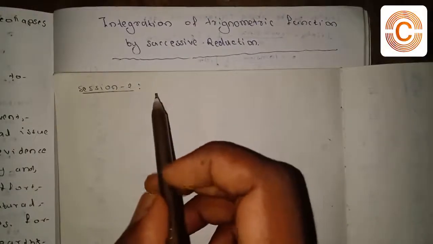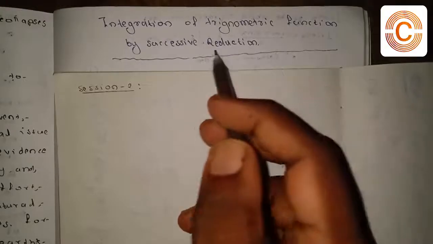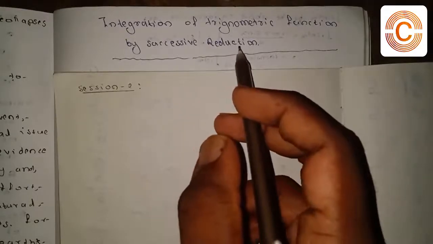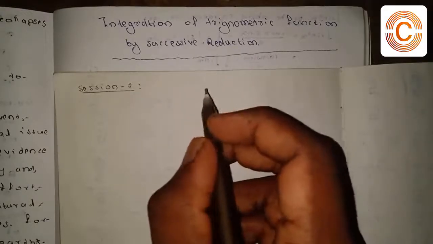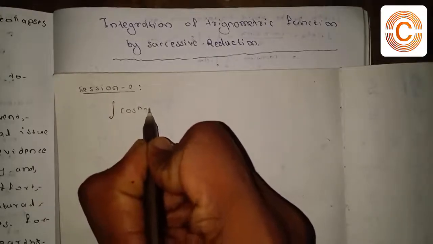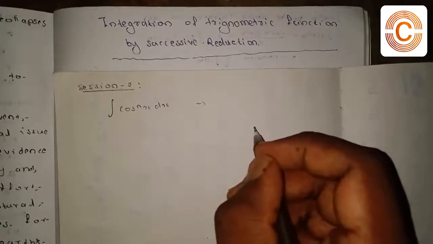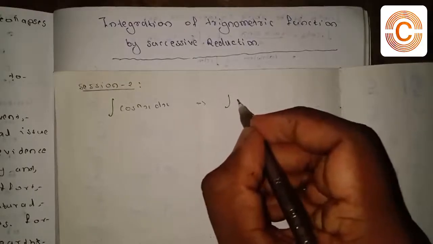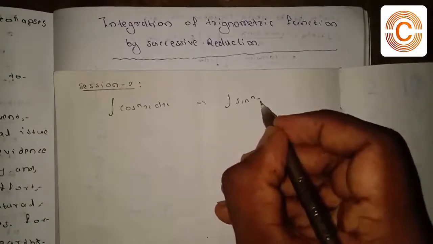In this session, we are talking about the integration of trigonometric functions by successive reduction. In this video, we want to find the integration of cos^n x dx. In the previous video, we learned how to find the integral of sin^n x dx.